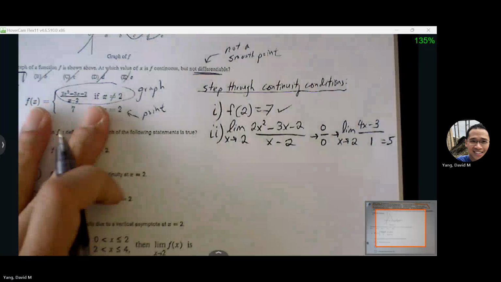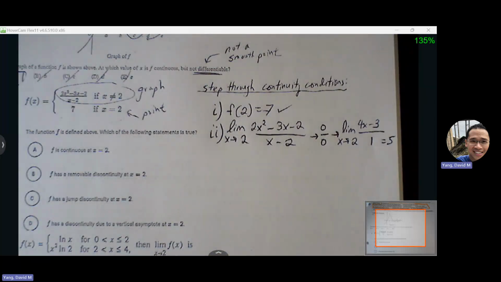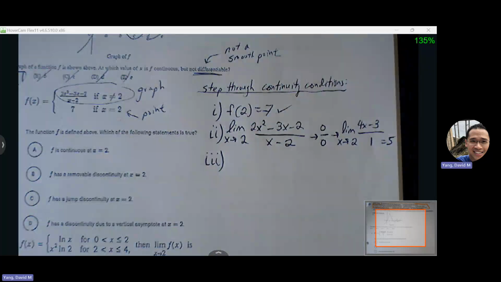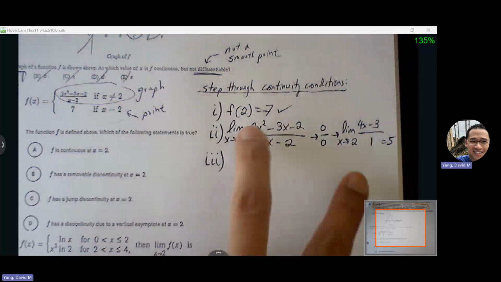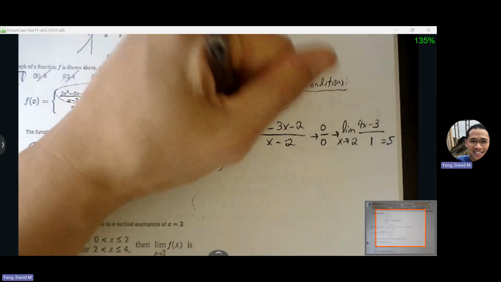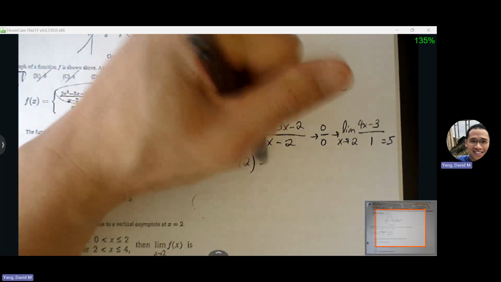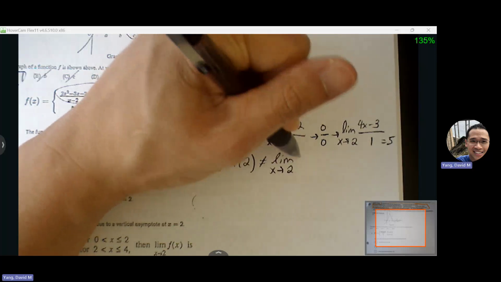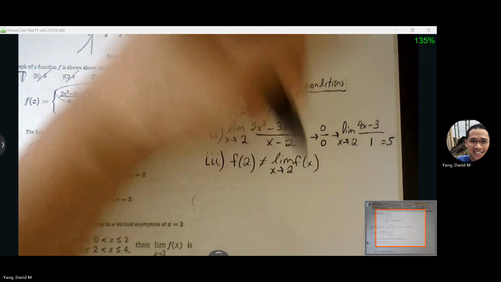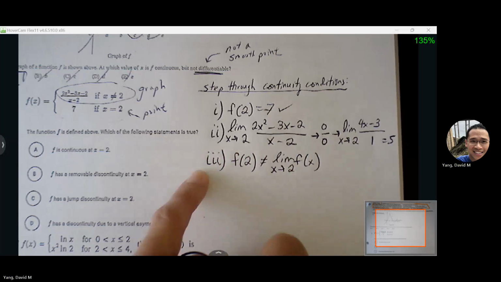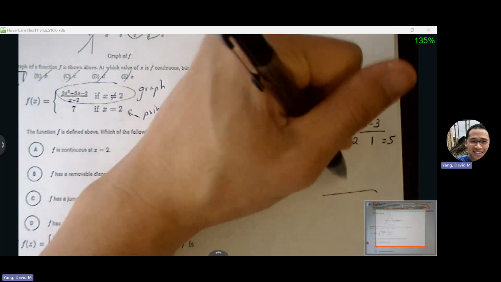So it passes. And now the third condition, we're not creating anything new with the third condition. We're just going back and asking, are these in agreement? And we see that these are not in agreement, right? The ordered pair is at 7, but the limit is going towards a different location, right? 7 and 5 are not in agreement. So it fails the third condition. So the graph may look something like this.